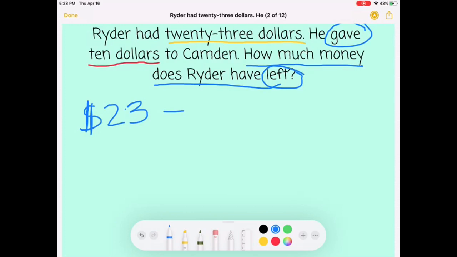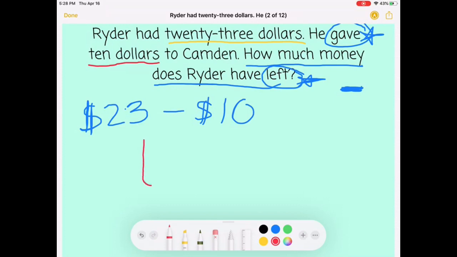Anytime you see the words gave away or how much do they have left, you are going to be doing a subtraction problem. So he had 23 and then he gave 10 away to Camden. There are several ways that we can do this problem. The one that makes the most sense to Miss Widman is what I do.